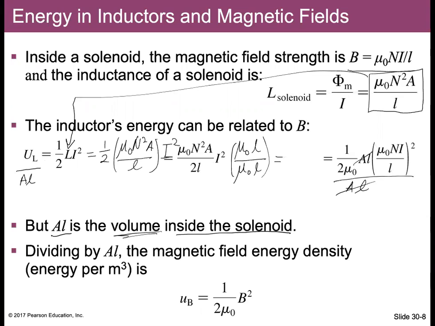What we're left with is the energy over the volume, and that is the magnetic field energy density, the energy per meter cubed, the energy per volume. And so we write this as U sub B equals 1 over 2 mu naught. And this quantity right here, the reason that we did this was to get this quantity right here, which we see is B squared, because B, we remember, is mu naught N i over L. So the energy density is 1 over 2 mu naught times B squared.